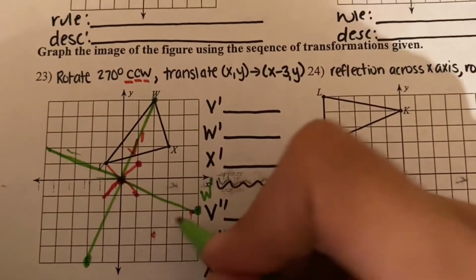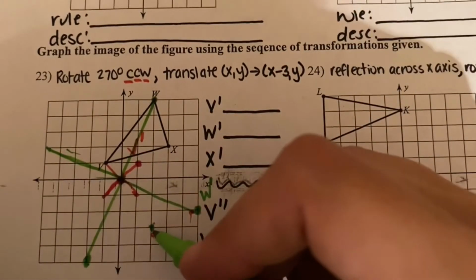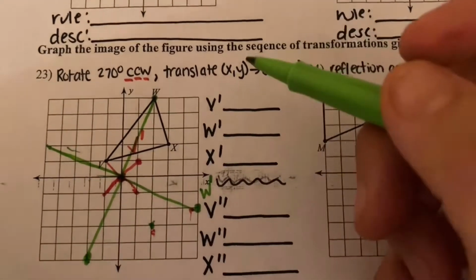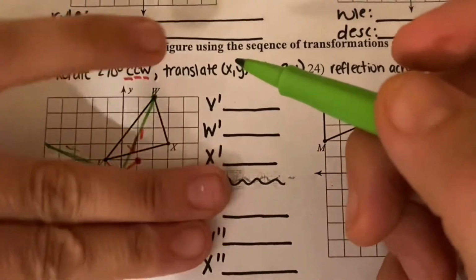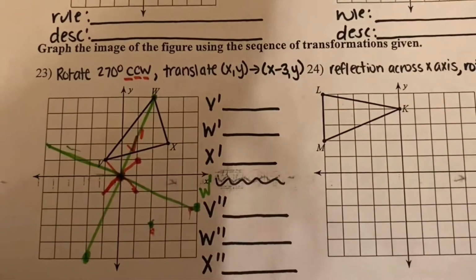X. I think X is somewhere here. Yeah, right about there. Same thing. He's going all the way around. So you're like, well, that was a lot of trouble. I could have just rotated 90 this way. And that would have been the same thing. You'd be exactly right. So if you kind of had that hunch, you're right.